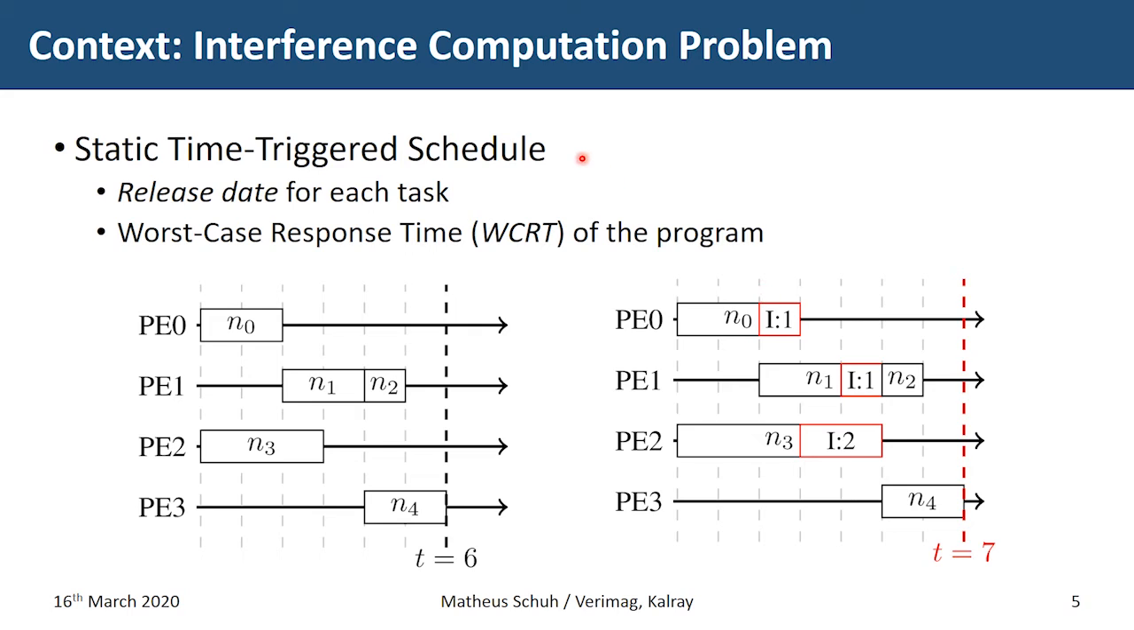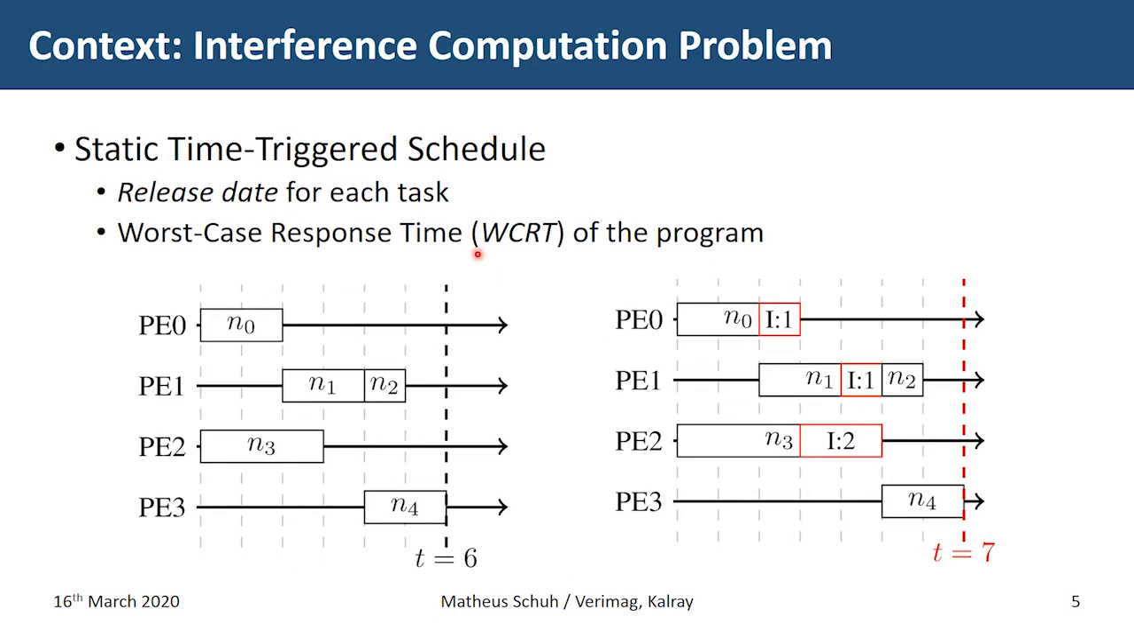Our goal in the end is to have a static time-triggered schedule in order to minimize, by construction, as much interference as possible between the tasks. For this, we produce precise release dates for the tasks, allowing us to control the interference and have a safe bound on the worst-case response time, or WCRT, of the program.